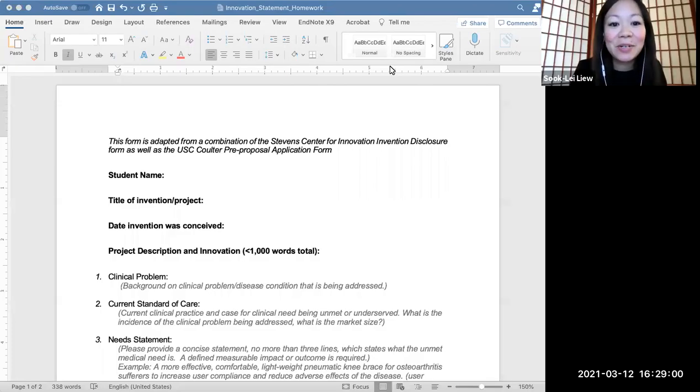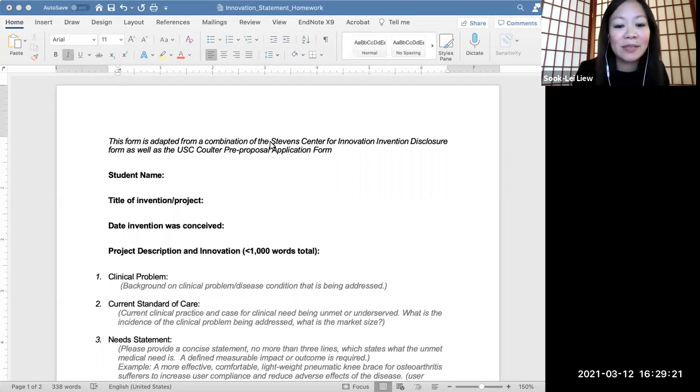Okay, so now we're going to go over your homework assignment briefly. What I did is I took a form, I adapted some elements of the Stevens Center for Innovation's invention disclosure form. This is what I mentioned before, and Donaldson also mentioned if you were a faculty member, every time you have an invention, you need to disclose it on the SOPHIA portal.